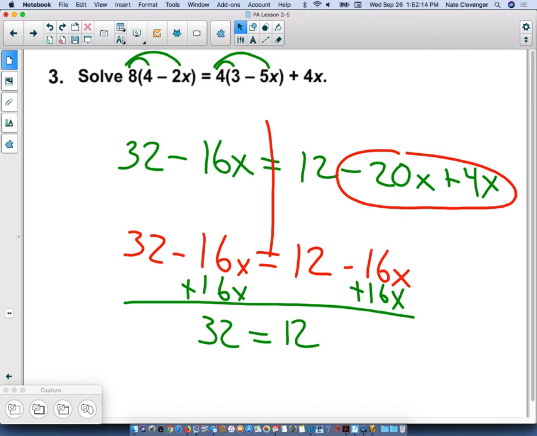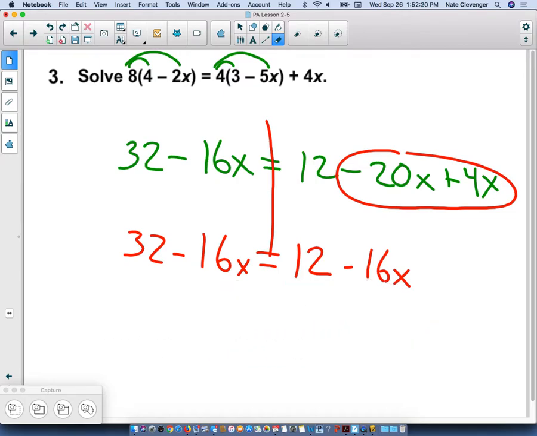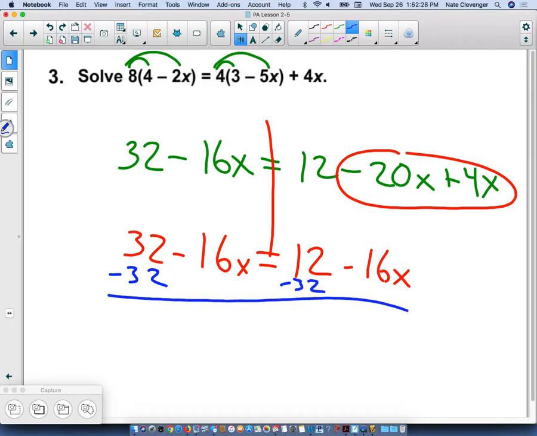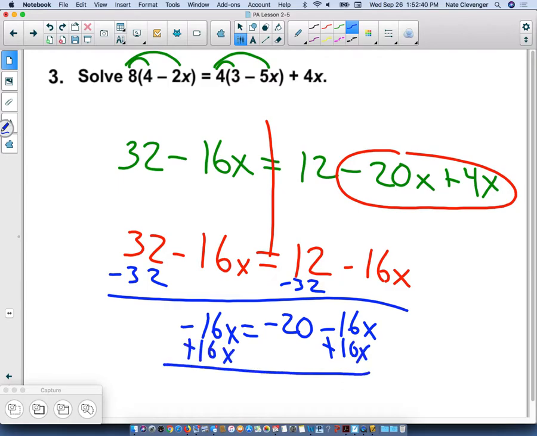If we had carried this on, I want to show you this real quick. Let's suppose that we didn't do the x's first, and you want to subtract 32 from both sides. Then you have negative 16x equals negative 20 minus 16x. And then you add your 16x. Negative 16x plus 16x is 0. Does 0 equal negative 20? No. So at whatever point you get to where it shows that they're not equal is when you'd realize there's no solution.